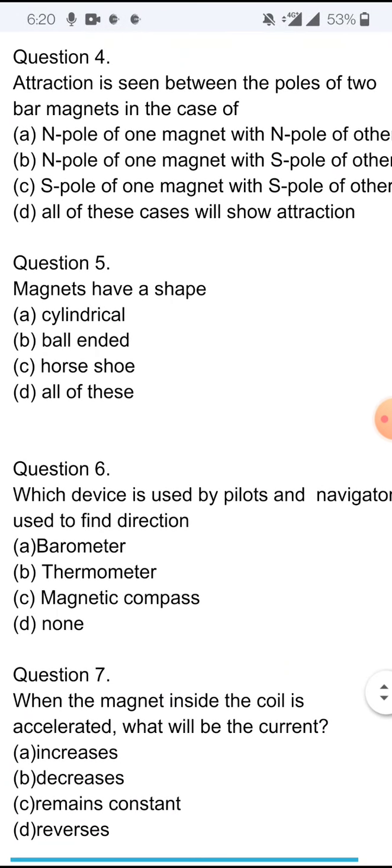Question number 5. Magnets have a shape: cylindrical, ball-ended, horseshoe, all of these. Answer is D, that is all these are the shapes of a magnet. Sixth question. The device used by pilots and navigators to find the direction. Option is magnetic compass.